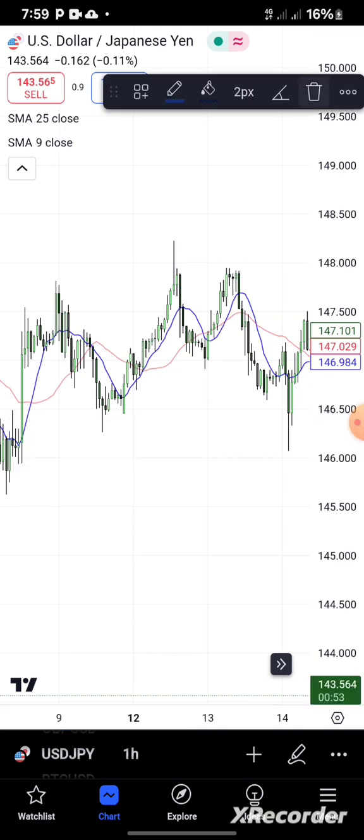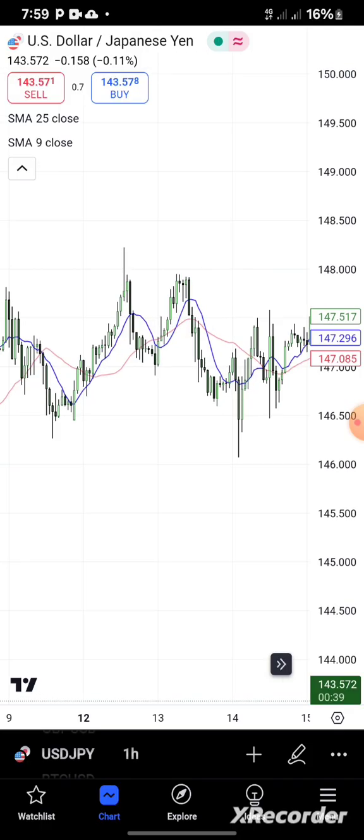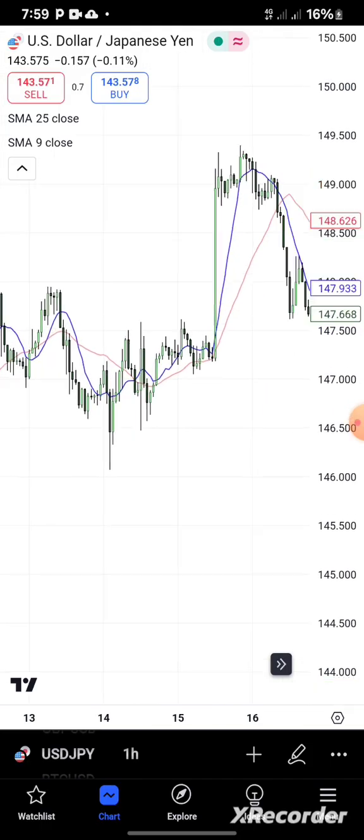Now, how do you get confirmations? Confirmations can be bullish engulfing candles, or bearish engulfing candles, or doji candles. You can see doji candles.